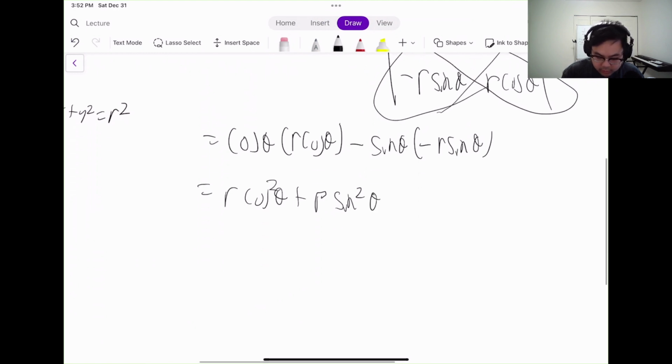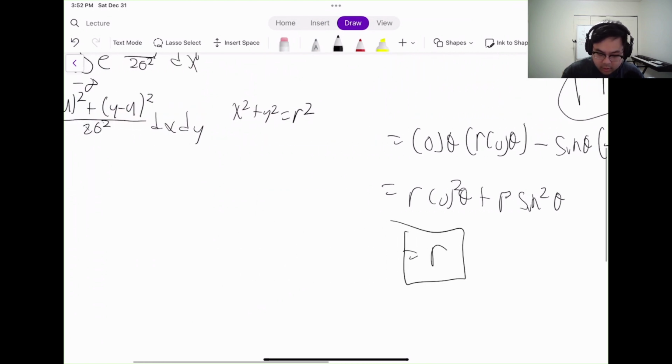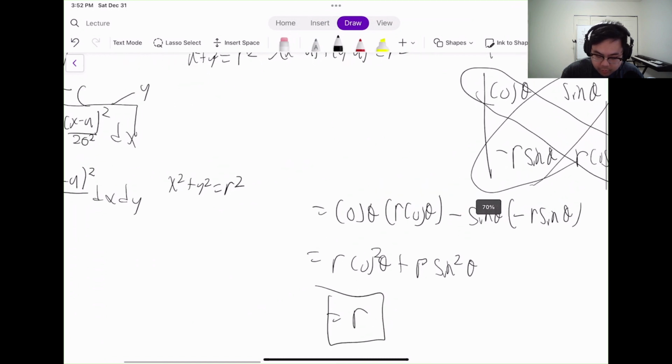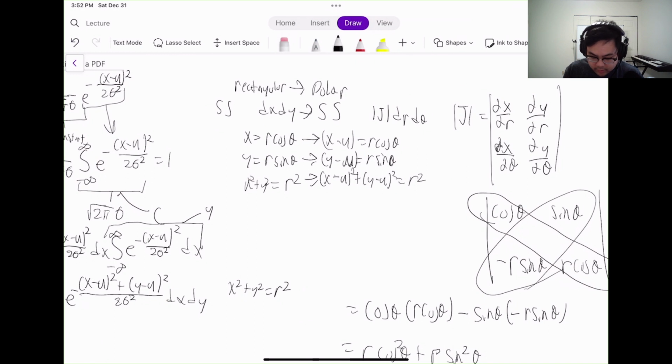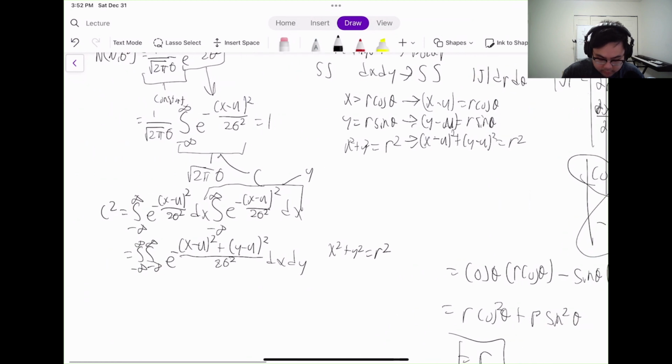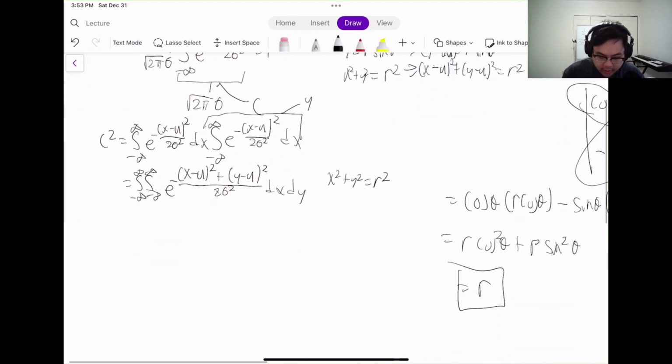Recall, cosine squared plus sine squared, that's an identity. Cosine squared plus sine squared equals 1. So we just take the coefficients out front and we have r, right? So what we just did is we took these coordinates and we calculated the area that changes between the rectangular to polar, and that's just r. Okay, so come back here. Recall, now we can tackle this problem.